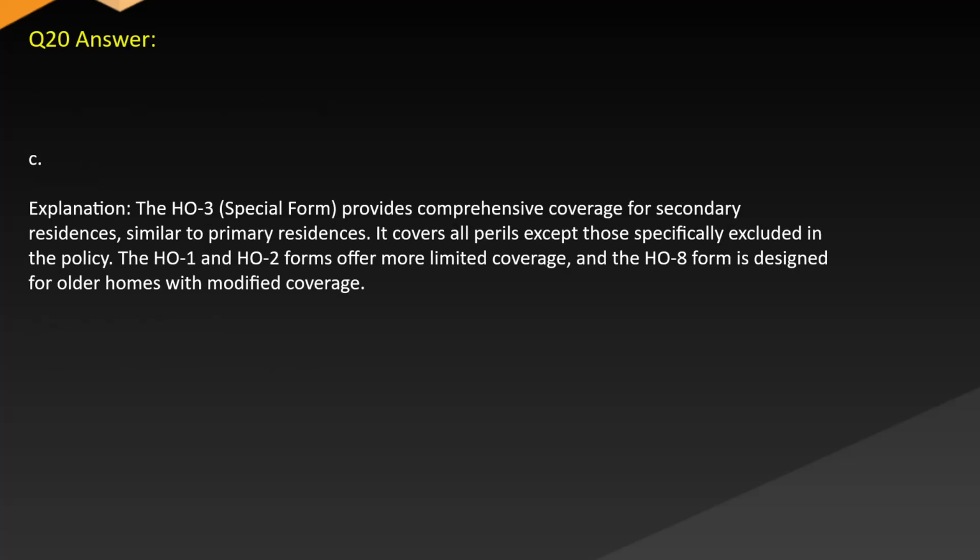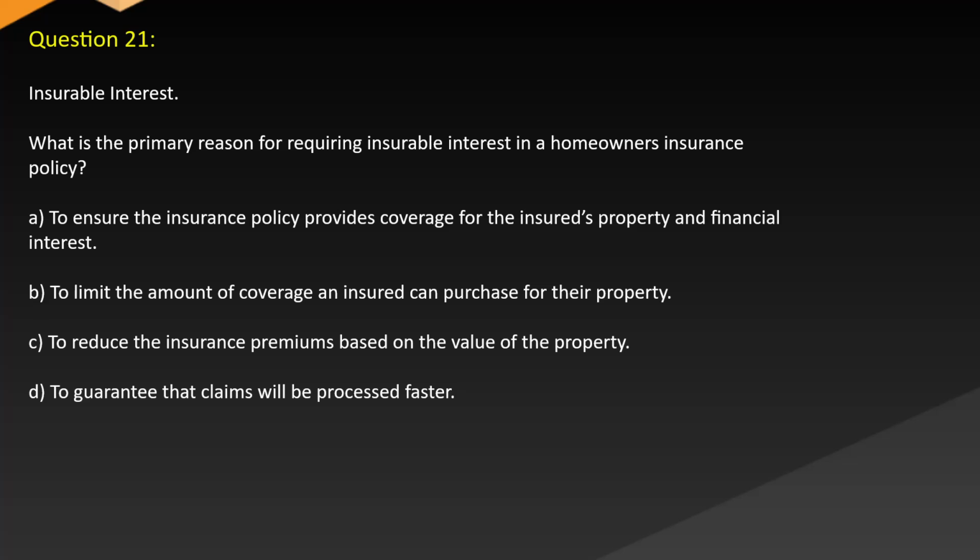Answer: C. Explanation: The HO-3 special form provides comprehensive coverage for secondary residences similar to primary residences. It covers all perils except those specifically excluded in the policy. The HO-1 and HO-2 forms offer more limited coverage, and the HO-8 form is designed for older homes with modified coverage.